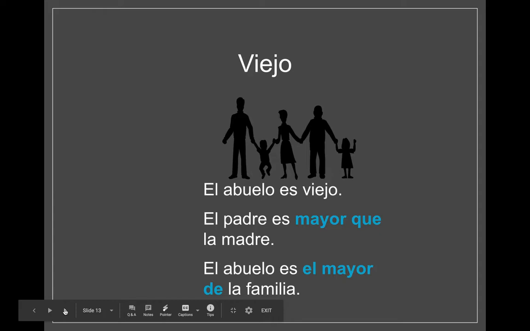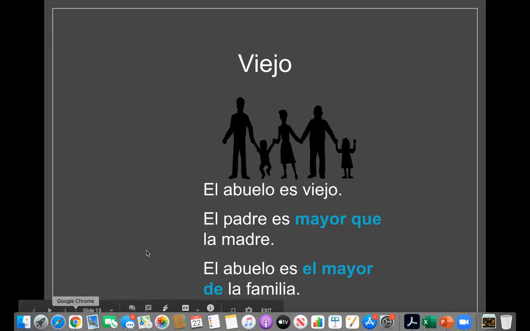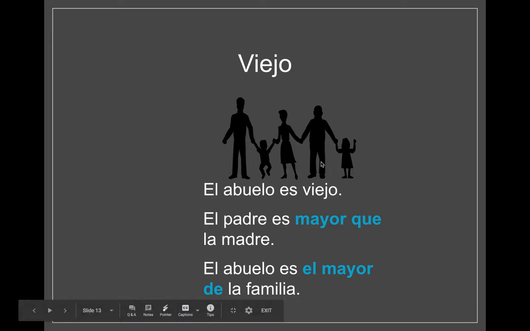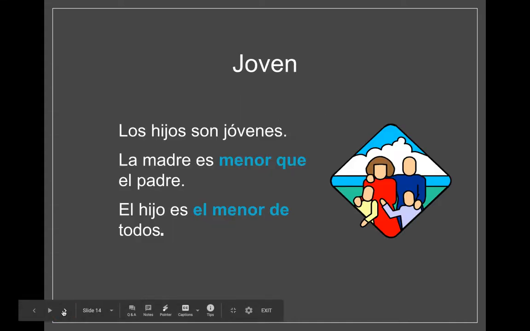All right, viejo, old. El abuelo es viejo, so grandpa's old. El padre es mayor que la madre, but dad is older than mom. And then our superlative, el abuelo es el mayor de la familia. He is the oldest of the family. And then finally, young. Los hijos son jóvenes. The kids are young. But la madre es menor que el padre. Mom is younger than, so comparative, dad. But el hijo es el menor de todos. So he is the youngest of all.